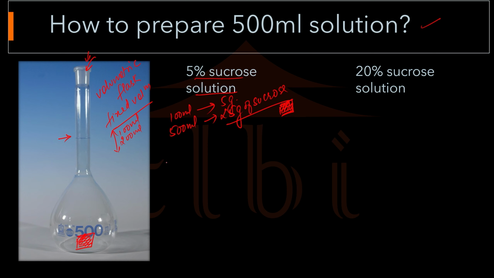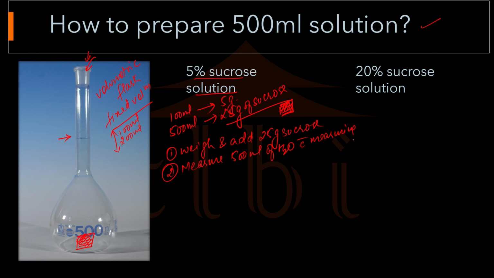And in the next step, so first is weigh and add 25 gram of sucrose, and in the next step, okay, you measure 500 ml of water with, let's say, a measuring cylinder. Okay, and then you add this to this one. Now this method is wrong.